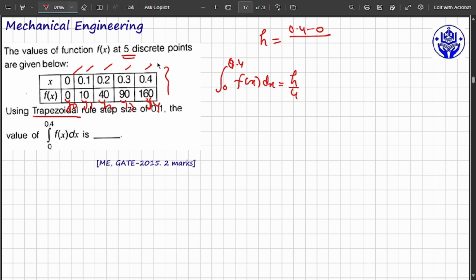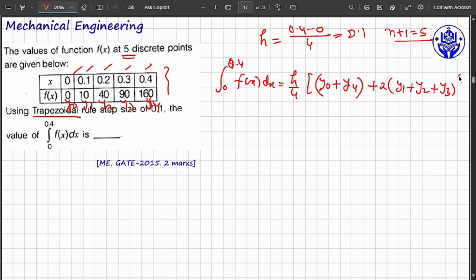So you will have to divide by 4. Okay, 5 points in it means n plus 1 is equal to 5, then it will be 4, then it will be 0.1. Okay, so next will be y0 plus y4 plus twice of all the remaining, y1 plus y2 plus y3. Now on putting all these values, we are getting the answer as 22.